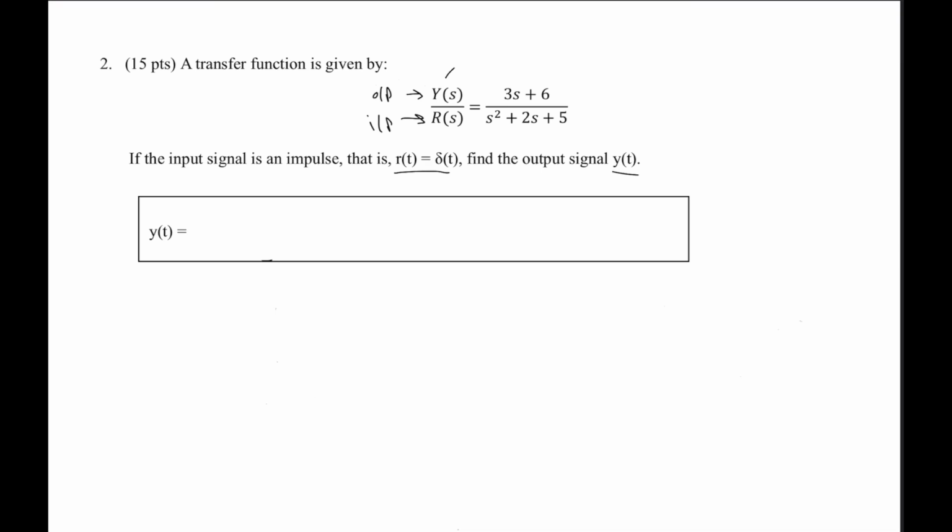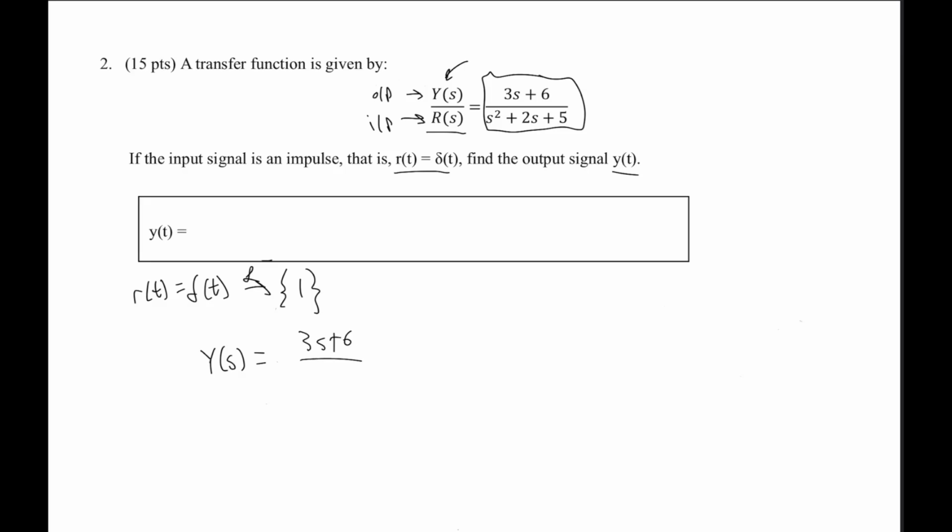So all we need to do to get the output in the s domain is multiply by the input in the s domain. First let's transform this input r(t) = δ(t) into the Laplace domain. That's going to be equal to 1. That's kind of a nice one, because if we multiply this function right here by 1, we get the same thing, and we get Y(s) = (3s + 6) over (s² + 2s + 5).